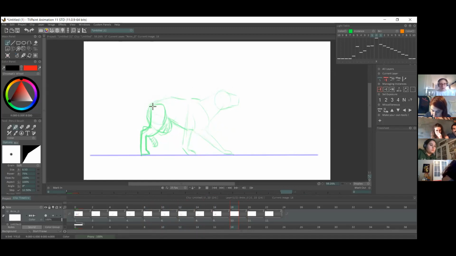Okay. So we've got the next frame, which is the back leg is moving forward.